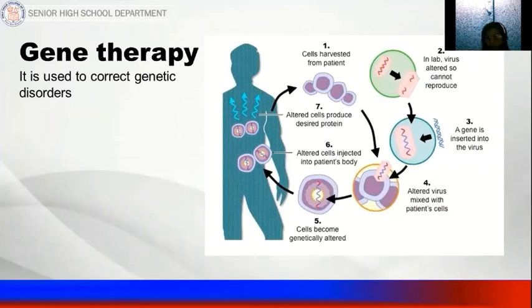So, in the lab, the virus is altered so it cannot reproduce. They take the sample cell and then the therapy is done, and the virus is altered so it cannot reproduce. A gene is inserted into the virus, and then the altered virus is mixed with the patient's cell.